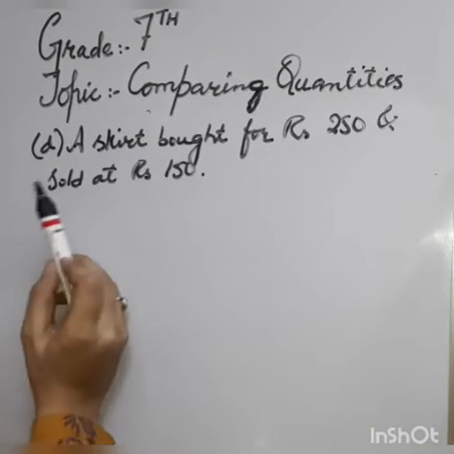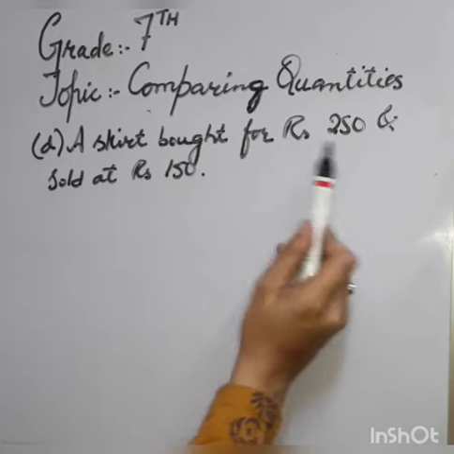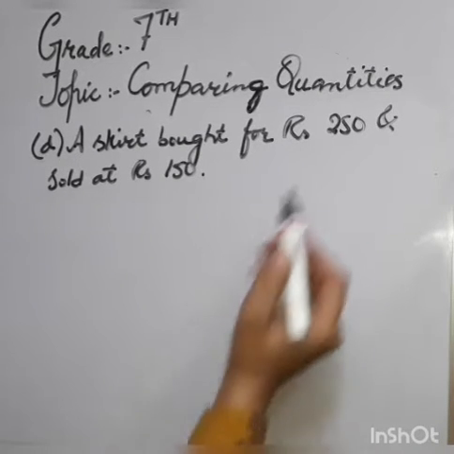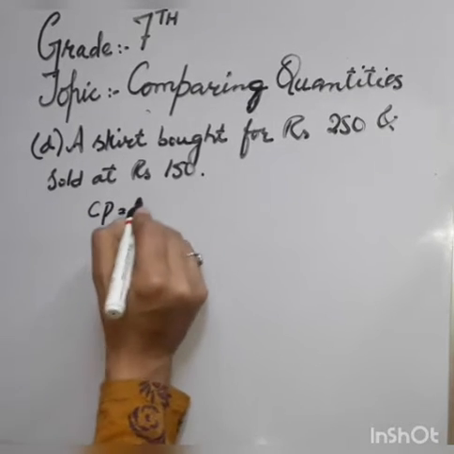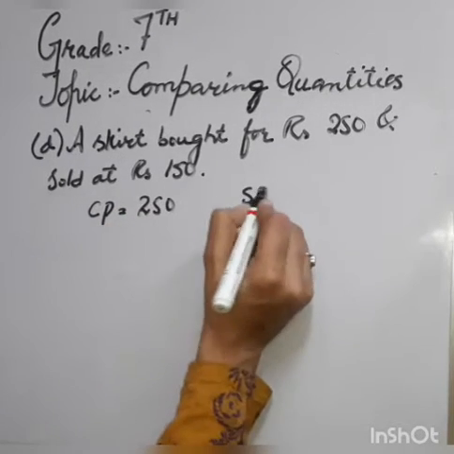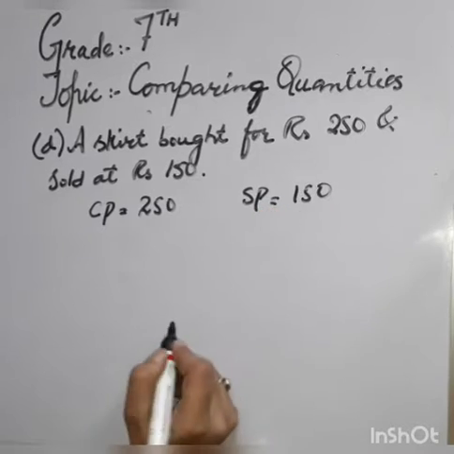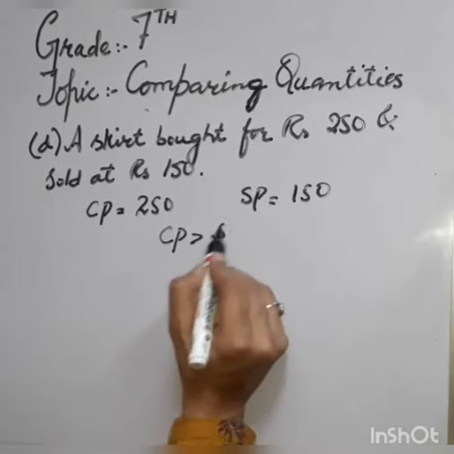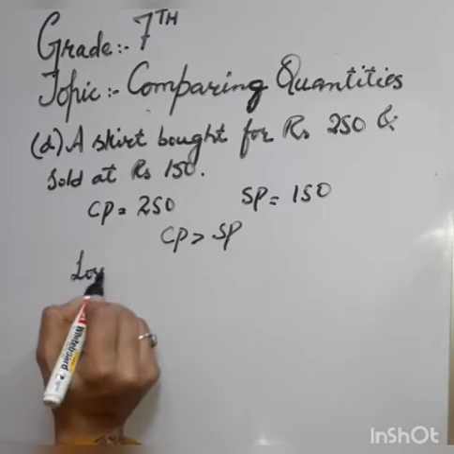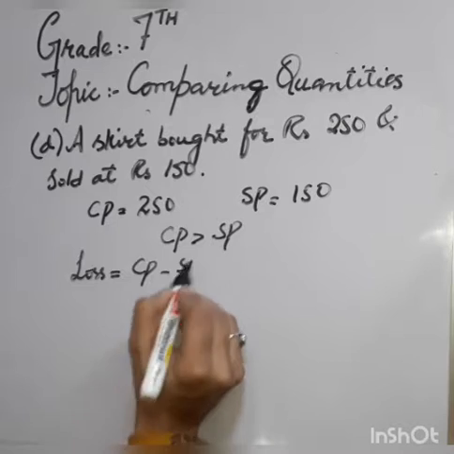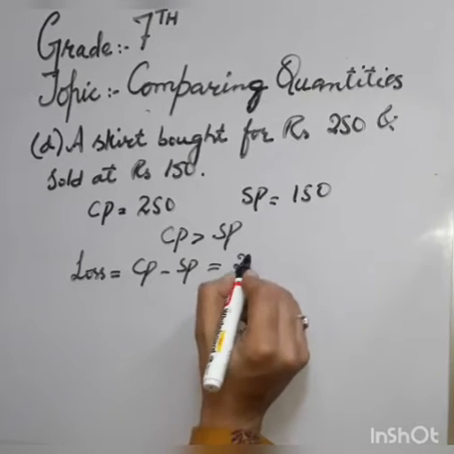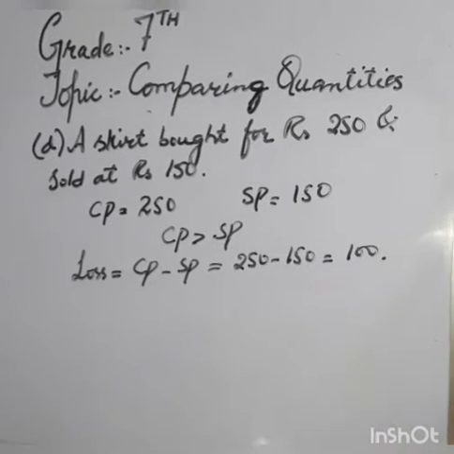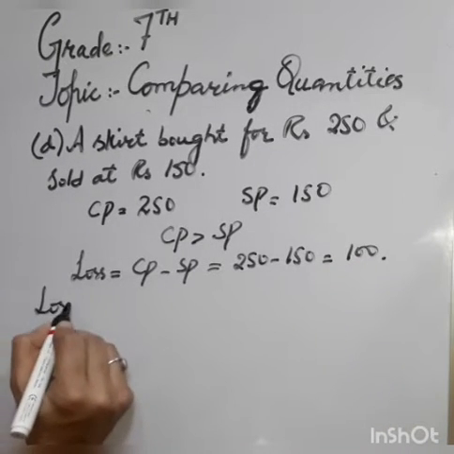Now students, part D is a skirt bought for rupees 250 and sold at rupees 150. So the cost price here is 250. Selling price is 150. See here, cost price is greater than selling price. It means there is a loss. So loss will be equal to CP minus SP, which is equal to 250 minus 150, which is equal to 100. So now we have to find out loss percent.